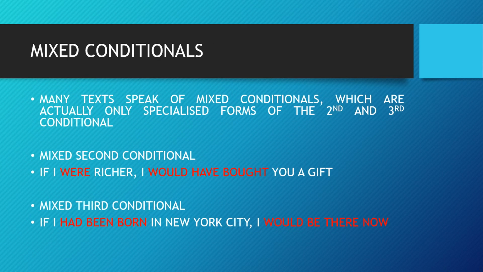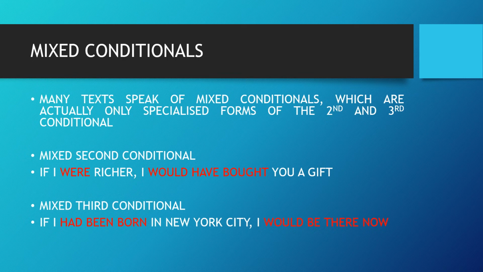All the grammar texts talk about mixed conditionals. Let me explain what they are, because for me, they are only specialized forms of the second and third conditional, and the similarities are more significant than the differences. So a mixed second conditional would look like this. If I were richer, I would have bought you a gift. The if clause is referring to the present, if I were richer now. And the conditional clause, I would have bought you a gift, refers to the past. So because we're mixing present and past, they call it a mixed second conditional.